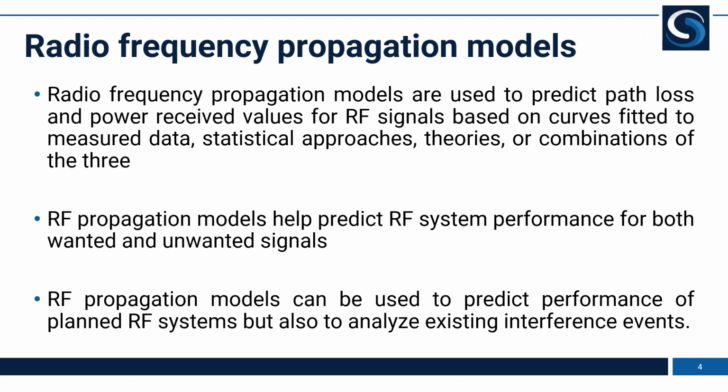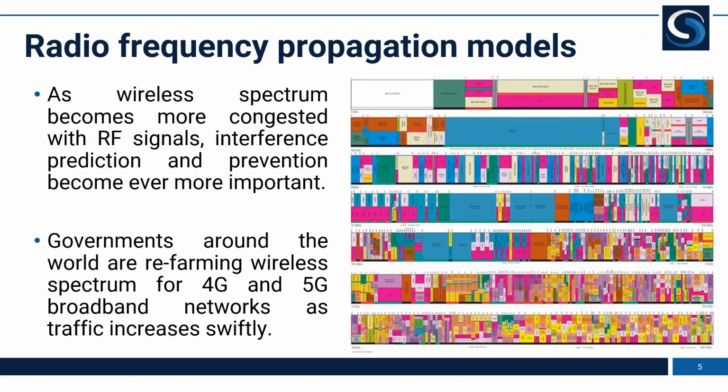What's important to note about these propagation models is that they can be used for both wanted and unwanted signals. So typically your wanted signal is the signal by which you measure the performance of your system, whereas your unwanted signal tends to be the interferer. And so that's for both wanted performance and unwanted interference events.